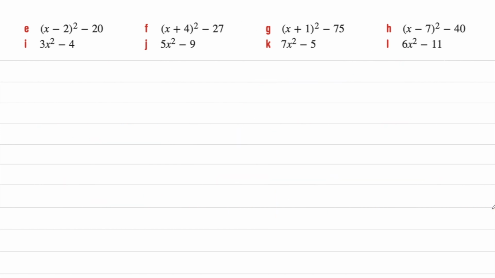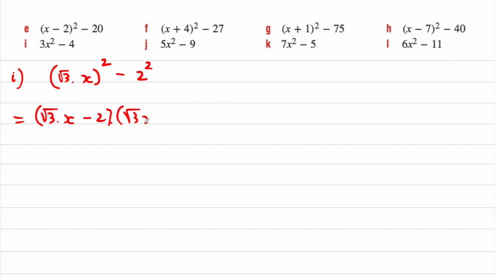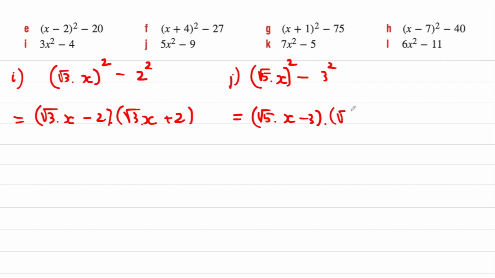Talk about question I. At this question I cannot make a common factor in the first step, so I will change the first one to square root 3 times x, squared, minus 2 squared. Using the difference of squares, square root 3 x minus 2, and the new one is square root 3 x plus 2. Question J: square root 5 times x, squared, minus 3 squared. So square root 5 x minus 3, and the new one is square root 5 x plus 3.